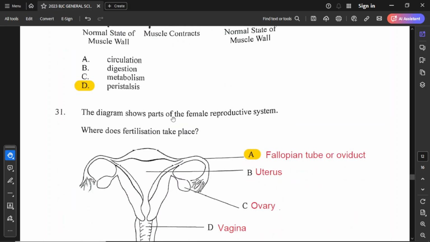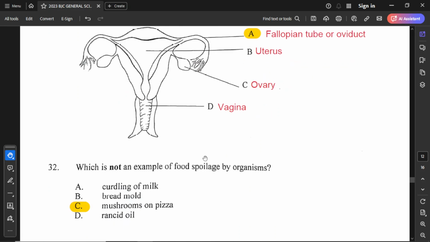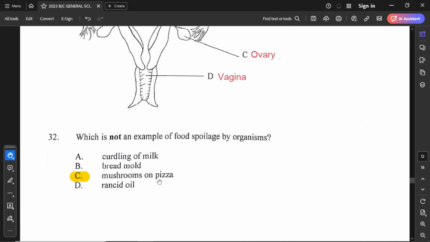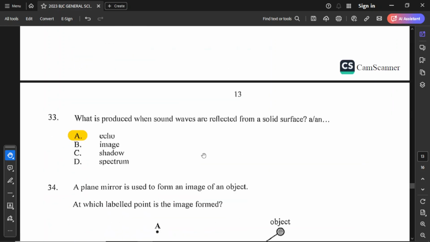For 31, a diagram shows part of the female reproductive system. Where does fertilization take place? Fertilization takes place in the fallopian tube, otherwise called the oviduct. B will be the uterus, C is the ovary, and D is the vagina. Question number 32, which is not an example of food spoilage by organism? Definitely mushrooms on a pizza is not spoilage, because mushroom actually tastes good on your pizza, and some people really love that type of food. It's a fungi, we understand, but yeah.